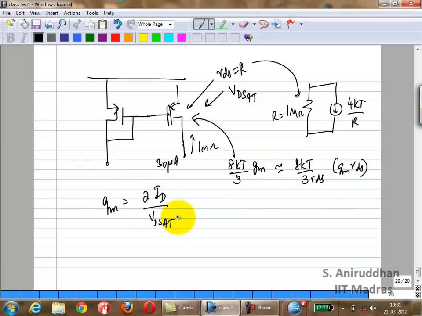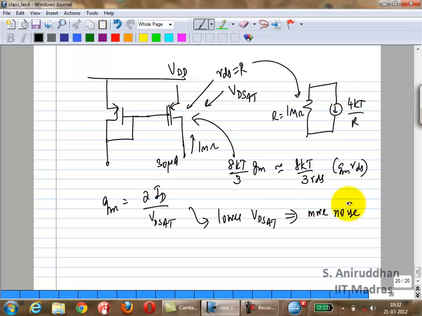gm is nothing but 2ID over VDSAT. Correct? So suppose I want to operate at lower and lower voltages. What happens? I need to decrease VDSAT more and more. What happens when you decrease VDSAT? Your gm increases for the same current, which means your noise is going to increase. So when you're trying to push voltage, the active load noise penalty keeps getting worse, not better. Okay?